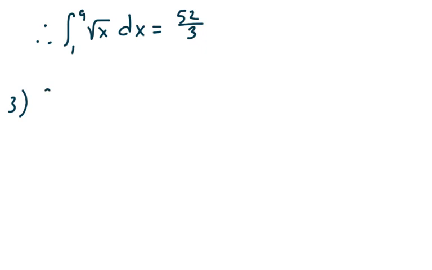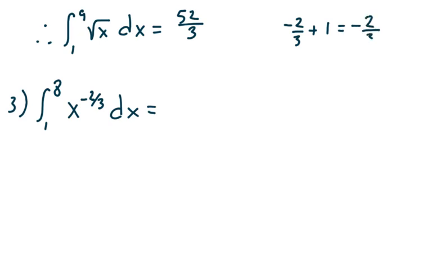Suppose I had the integral from 1 to 8 of x to the -2/3 dx. Now, I'm going to come up here for a second. -2/3 plus 1 is -2/3 plus 3/3. Well, that's 1/3, okay? And so what I get is 3x to the 1/3 evaluated from 1 to 8.